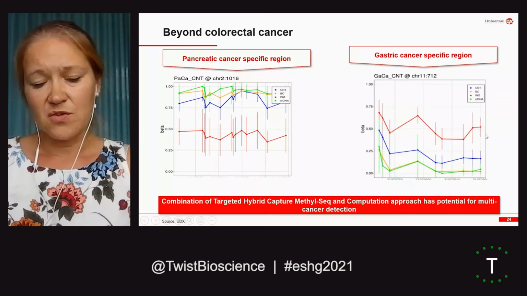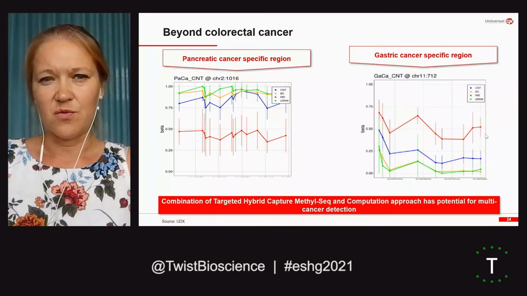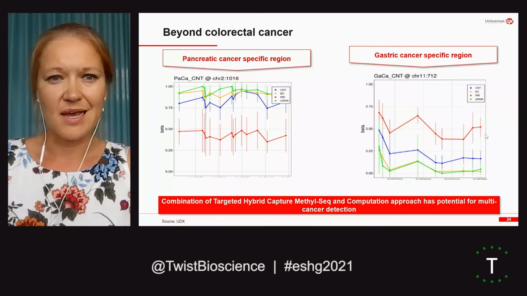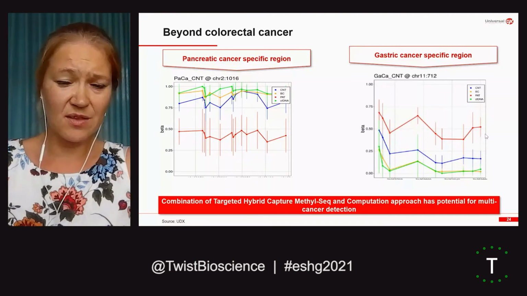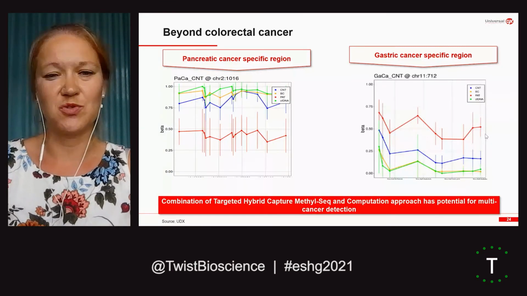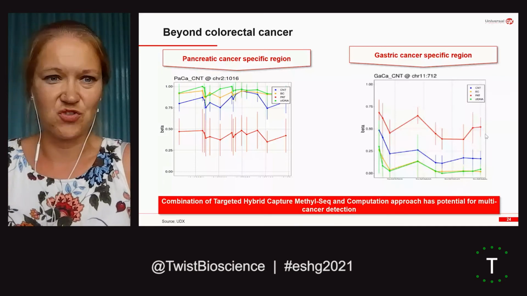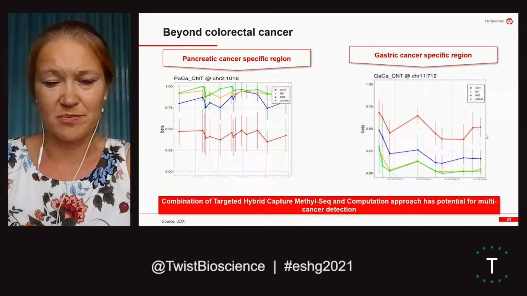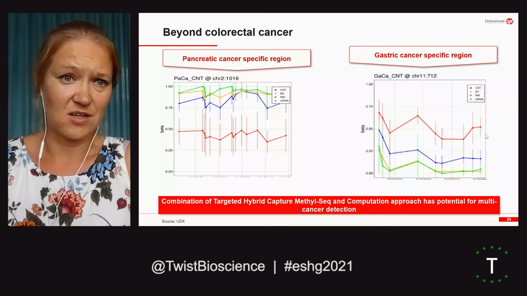So we are hoping to combine all of this together for a multi-cancer test, together with a targeted hybrid capture method, to have an assay that would be able to detect not only one cancer but multiple cancers, and with high accuracy.